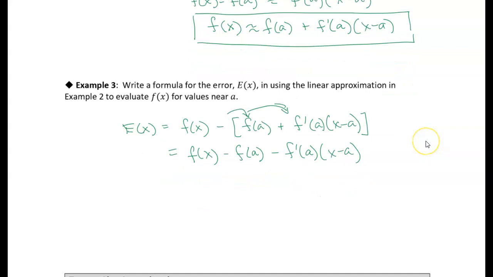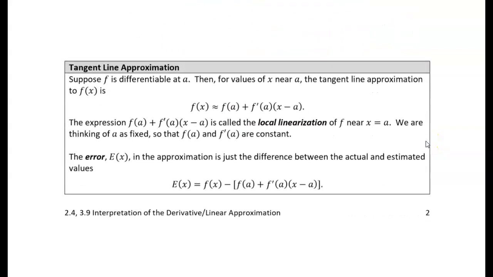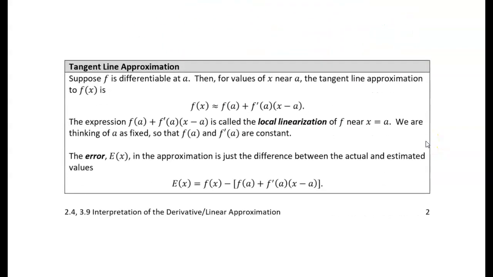But I summarized that information down here in this box. If we want to find a linear approximation to a function around a certain point, x equals a, then we can approximate it if we know f of a and we know f prime of a. And the error in the function is just the difference between the actual and the estimated value.